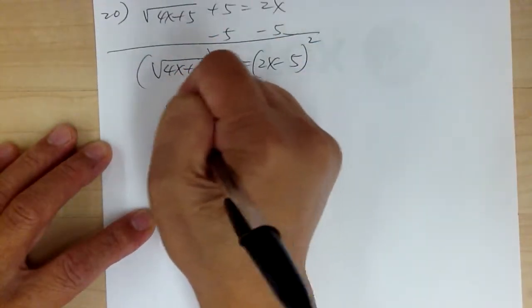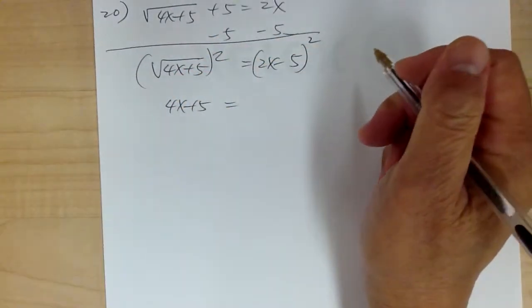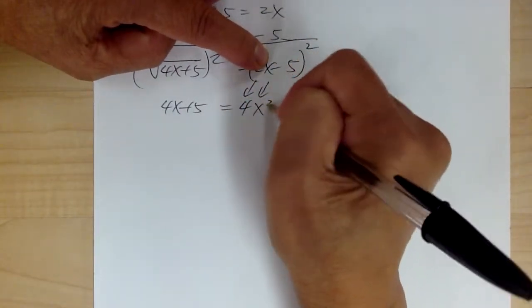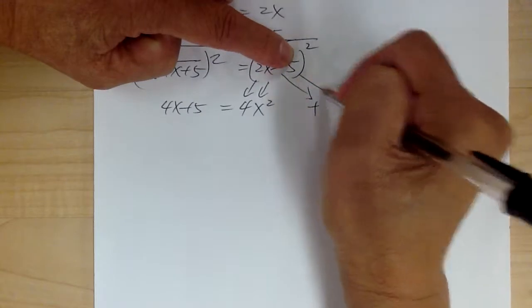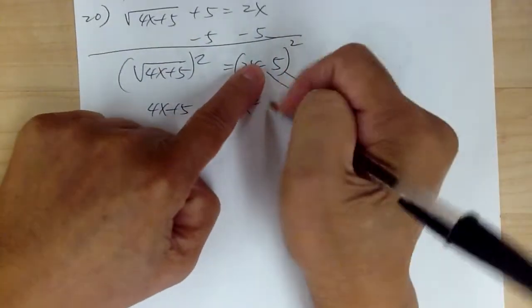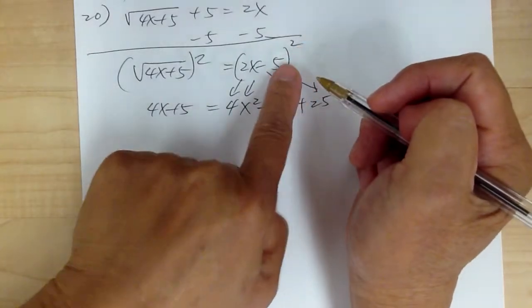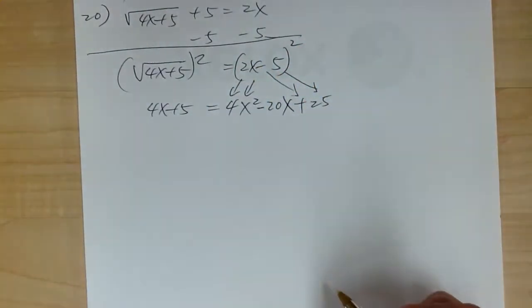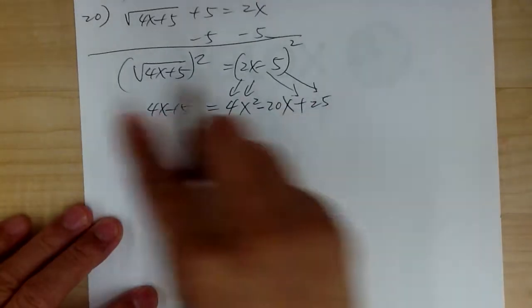So you get 4x plus 5 equal to, again, now you square this, you're going to get 4. You square that, you're going to get x squared. You square that, you get plus. Square that, you get 25. Now the middle, you have to multiply. So sign is minus. Number 2 times 5 is 10, times 2 is 20. Alphabet is x. Okay?